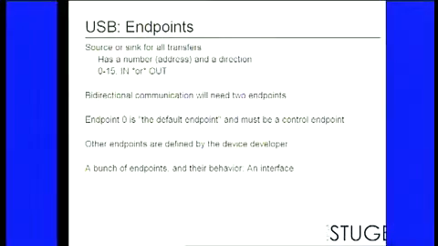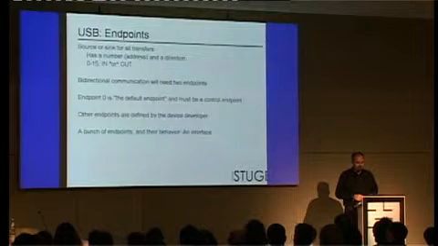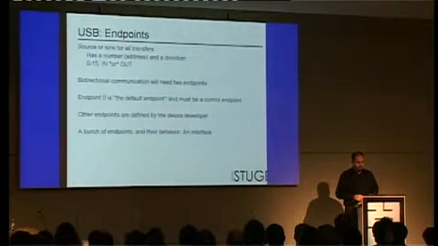So now we have a bunch of endpoints that are using a specific transfer type that fits our application, and we group them together and we specify some kind of behavior for them, and that is then called an interface. And for that interface, we make an interface descriptor also, and put some information there.